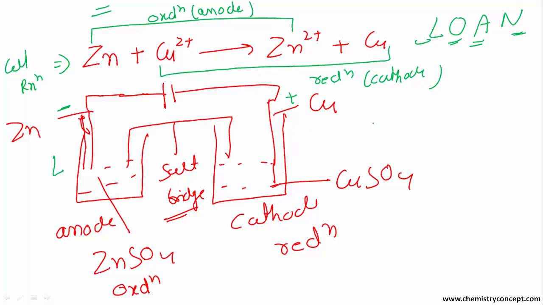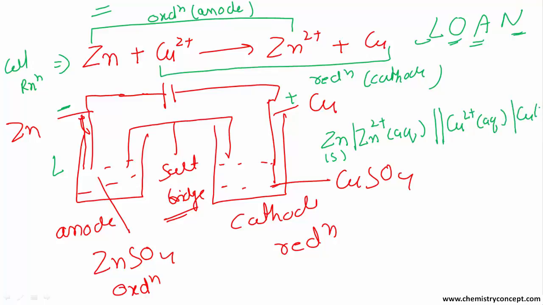Now the next thing is cell representation. So there are cell reaction, oxidation half reaction, reduction half reaction, and next is cell representation. How do we represent it? On the left side we write the anode, where zinc is getting converted into zinc 2 positive. Zinc was solid, zinc 2 positive is from zinc sulfate, that is aqueous, separated by a salt bridge. Then we have copper 2 positive in aqueous form getting converted into solid copper. So this is how we represent a cell.